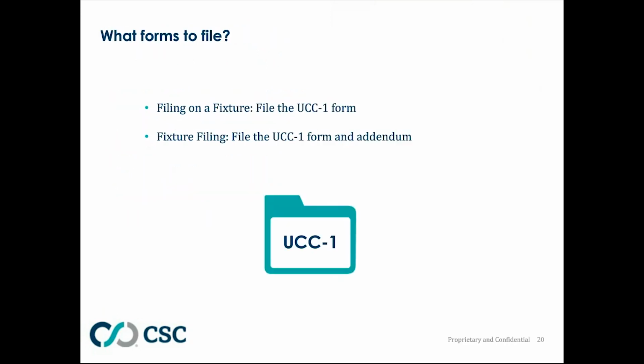So what forms to file? If you're filing on a fixture, you'd file the UCC1 form. If you're filing a fixture filing, then you'd file the UCC1 form and then also an addendum to that form.